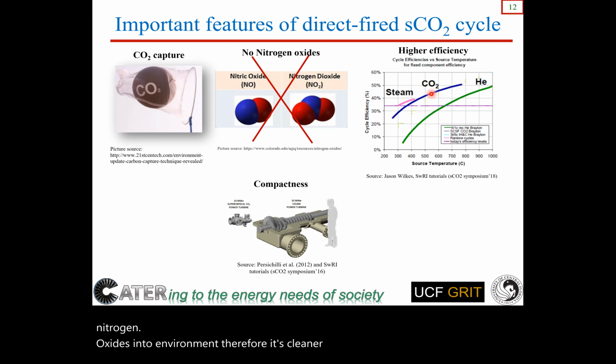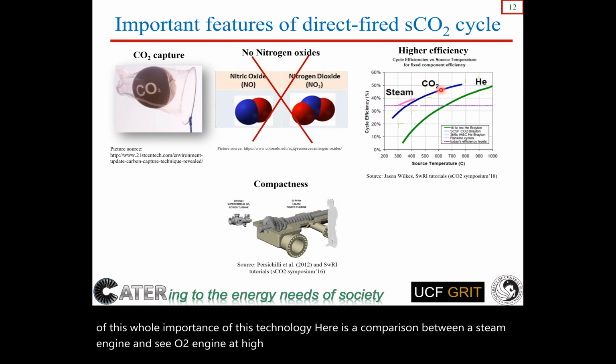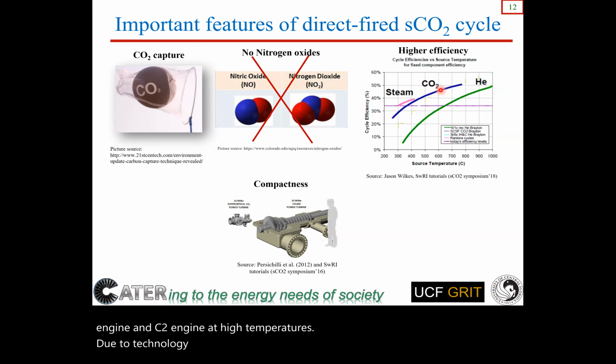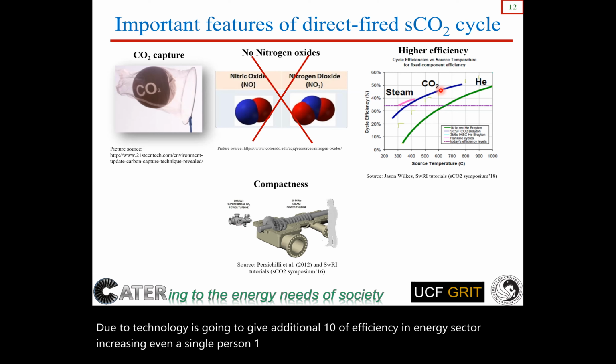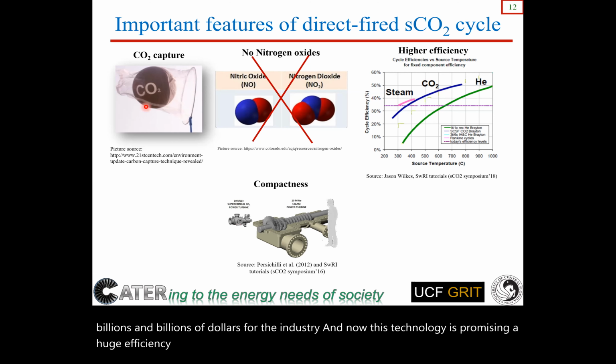And then here is the crux of the importance of this technology. Here is a comparison between a steam engine and a CO2 engine. At high temperatures, SCO2 technology is going to give an additional 10% of efficiency. In the energy sector, increasing even a single percent of efficiency of the whole plant is going to save billions and billions of dollars for the industry. And now this technology is promising a huge efficiency gain along with a cleaner environment.